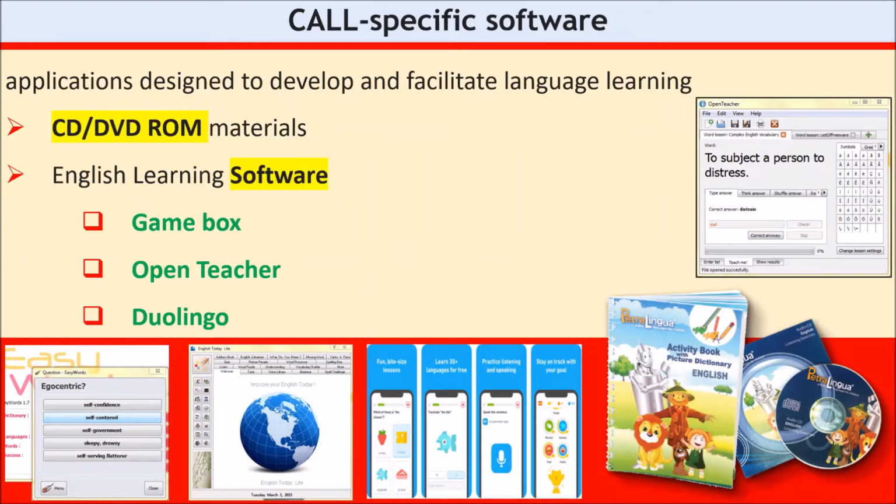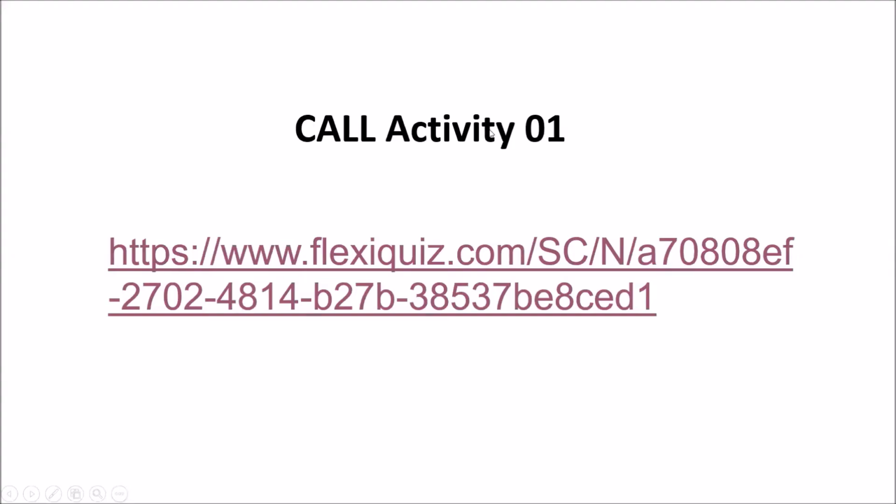Right. Then search on the internet through Google for software in the ELT classroom, and you will find more software there. Okay, that's the first one, called specific software, under CALL categories. We are discussing the CALL categories. That's the first one, called specific software.